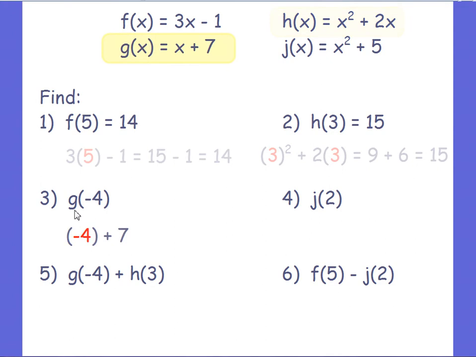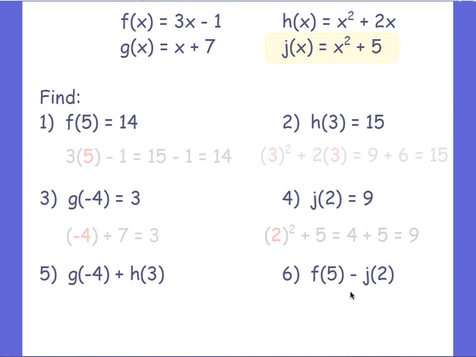Number 3 says to use function g and to replace x with -4. -4 plus 7 equals 3, so g of -4 equals 3. Number 4 asks us to use function j. It's very specific about which function to use. Replacing 2 gives me 2 squared plus 5. That equals 4 plus 5, which adds to 9. So j of 2 equals 9.